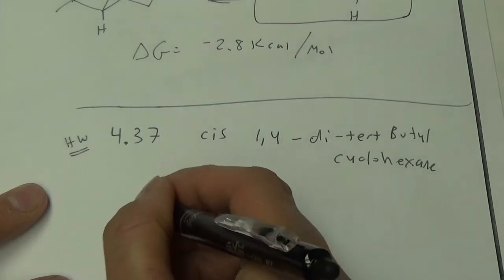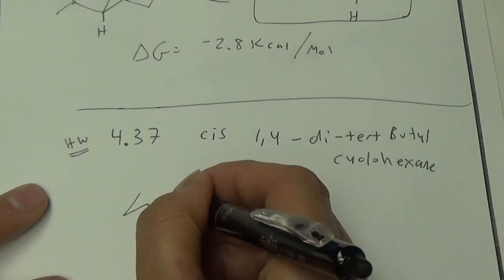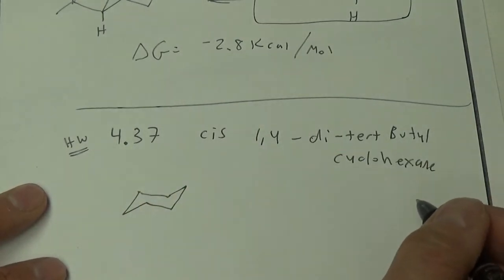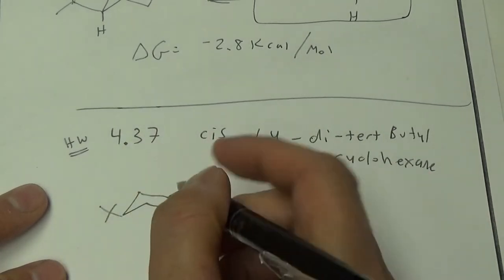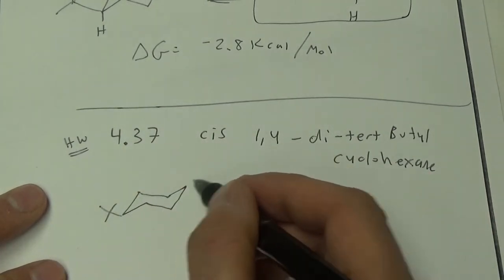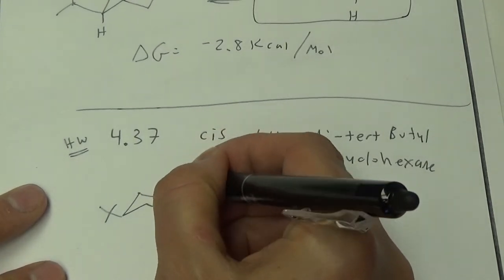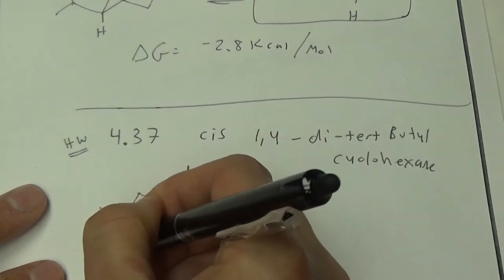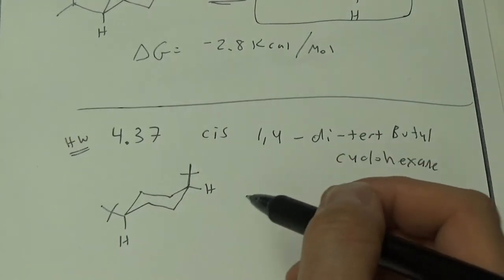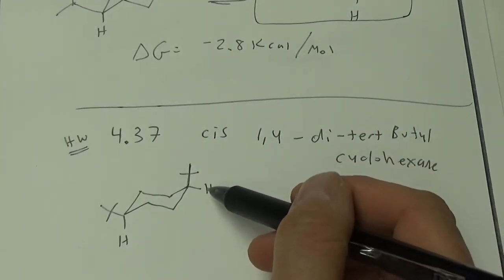So if you look at it, cis-1,4-ditert-butylcyclohexane, it would be like tert-butyl, and then at the 4 position, cis would be, if this is up, this has to be up. And, right? But this is super bad because tert-butyl does not want to be axial, right?